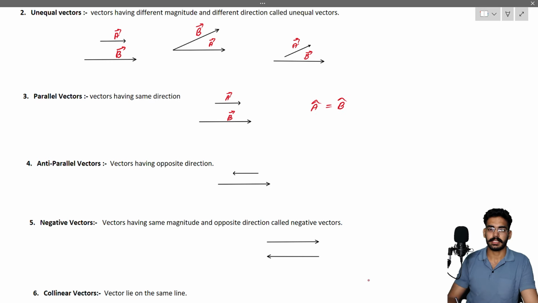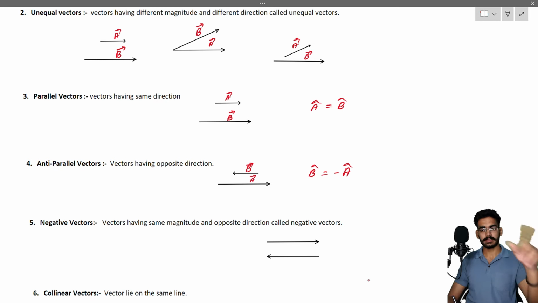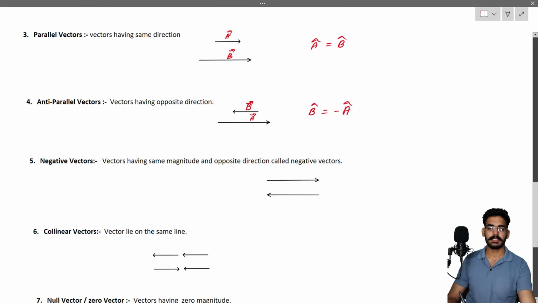Okay, like that. Anti-parallel vectors: their directions are just opposite. So if this is the B vector and this is your A vector, I can say B cap is negative of A cap. Negative means just opposite, just changing the direction, flipping it by 180 degrees.